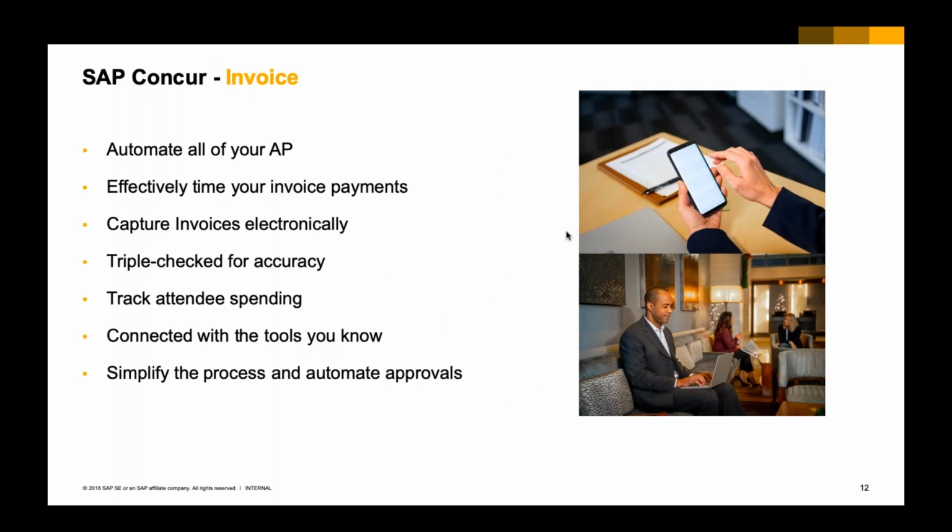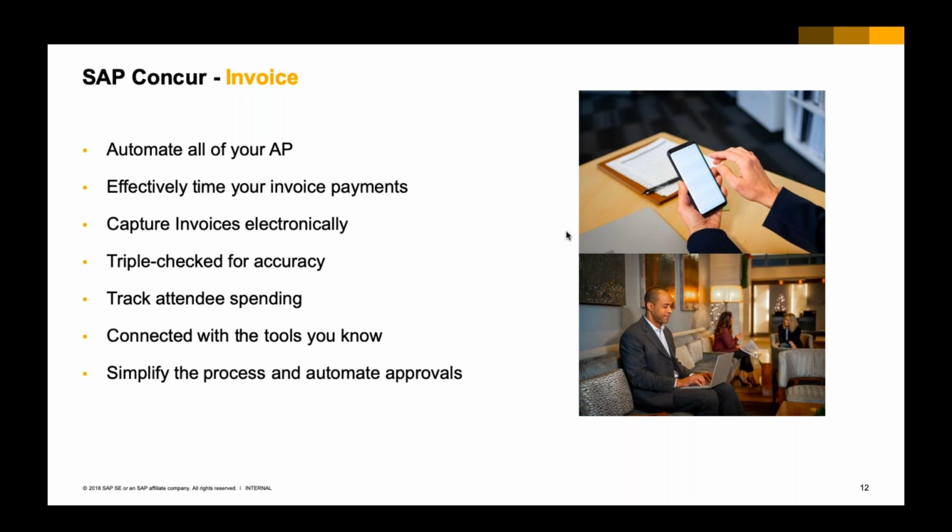So SAP Concur Invoice eliminates piles of paperwork and drastically reduces processing time. And because it can integrate invoices with travel and expense payments in a single system, it provides a complete view to monitor and manage all your business spending. The invoice solution allows you to capture and automate paper and electronic invoices and integrate those payments into a single system for managing all of your spending.